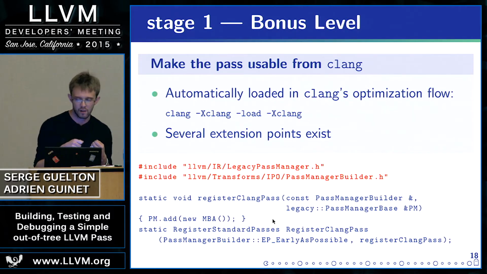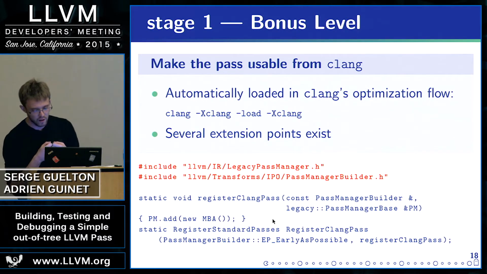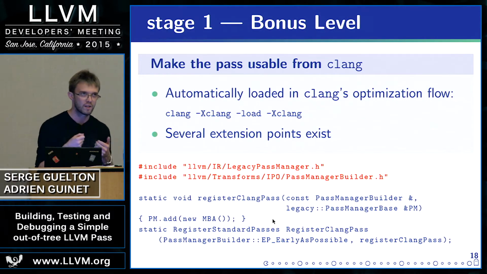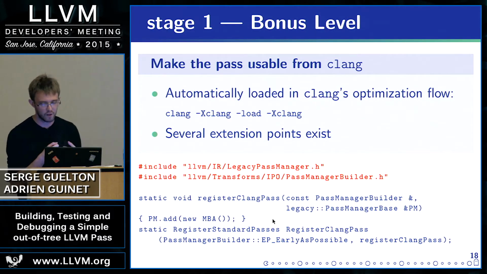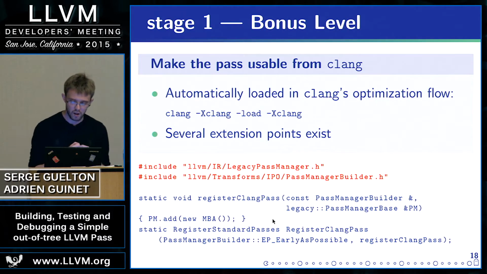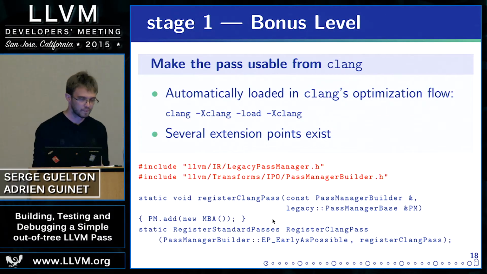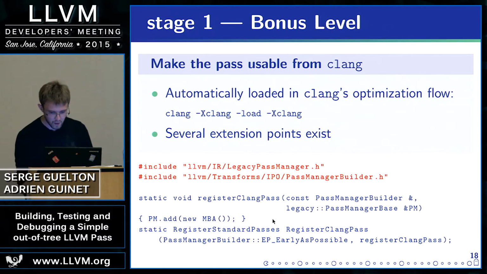You've got, if I remember correctly, 5 or 6 different extension points. They're also different whether you have a module pass or a function pass. So you have to be careful about what you do. And the second parameter is just a callback. This callback basically adds our pass into the pass manager. All right. If you have questions about this, talk now. Okay.